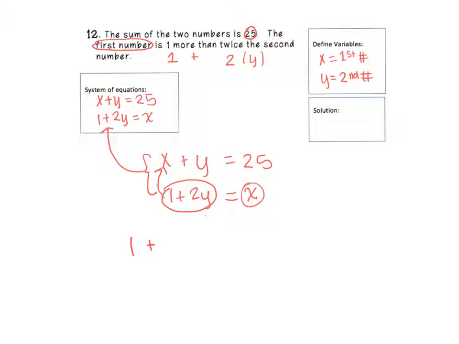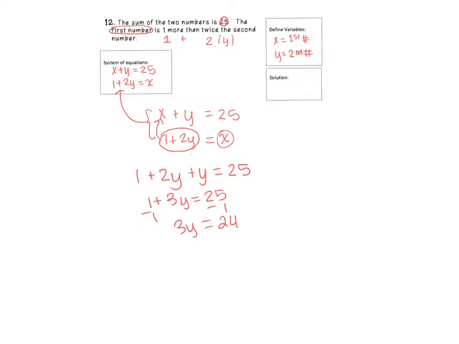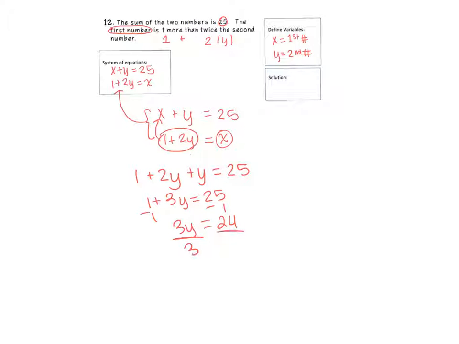So 1 plus 2y plus y equals 25. 1 plus 3y equals 25, minus 1, 3y is equal to 24. And then I'm going to divide by 3 to get y equals 8. Now, from here, I can put it into either equation, but since I already have this second equation here solved for x, I'm going to pop the y into that equation. So then it will give me x right away.